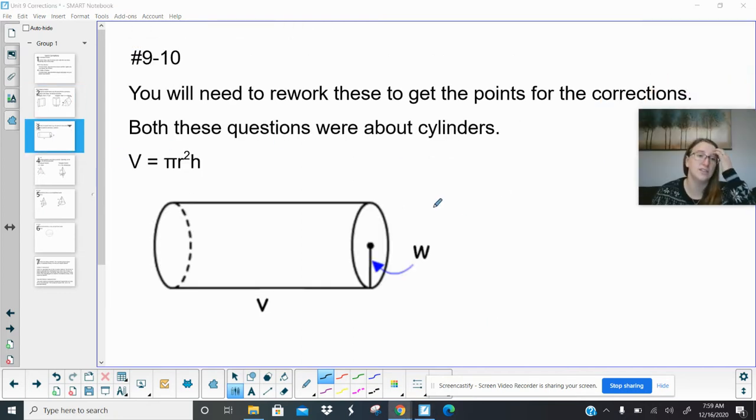Okay, so 9 and 10. These were both cylinders. Once again, guys, I'm not sure how we were getting some of these wrong. I really hope everybody was able to look at these pictures. Now, again, it was either this or it was a question that said, we have a cylinder of.